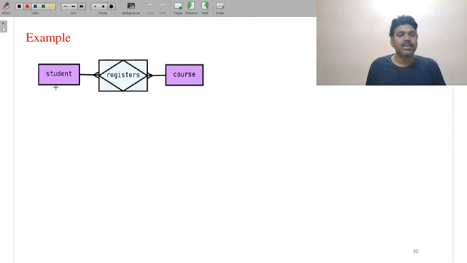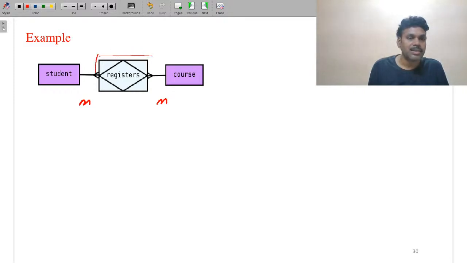So this is how it works: student is an entity, course is an entity, and between them there is a many to many relationship, so it has to be created separately as a table. So when I am creating a table for the relation, that relationship is nothing but many to many.